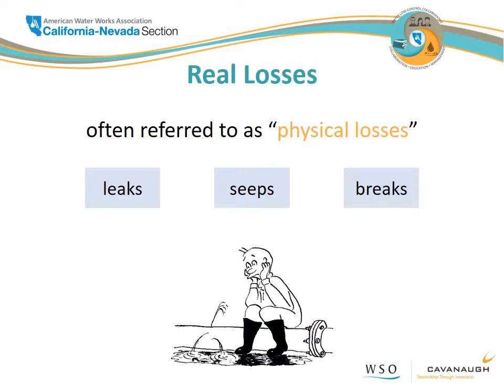Real losses are often referred to as physical losses or leakage, and real losses are the result of any and all infrastructure failures where water is withdrawn from our distribution system. We call them leaks, we call them seeps, we call them breaks. Sometimes they're referred to in terms of urgency, emergency breaks versus sort of routine repairs. All of it, no matter its urgency or size or flow rate, all of it qualifies as a real loss because it's water that is tangibly withdrawn from our distribution system and does not get delivered to a customer, nor is it used for any of our other authorized uses.